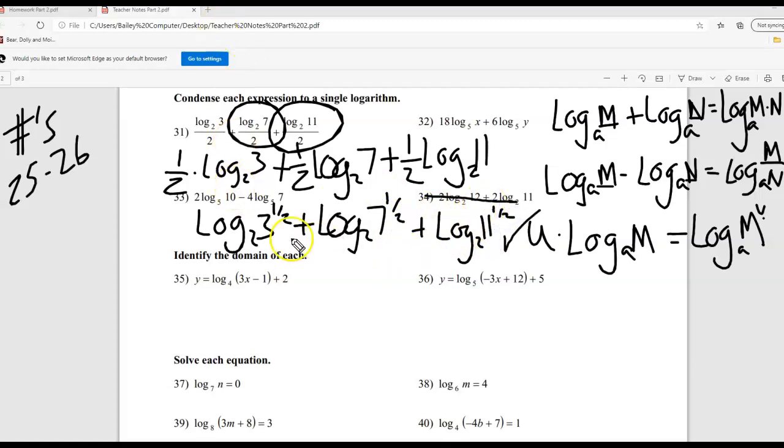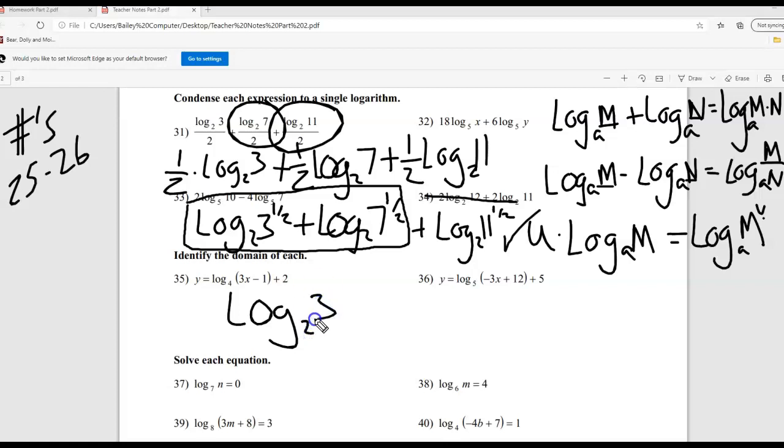And now you'll notice that we have 3 logs here. Now none of our rules have 3 logs, but whether it's 3 or 2, it doesn't really matter. We'll just do 2 at a time. So first of all, let's put these ones together here. So we'll do these 2 first. So addition becomes multiplication, right? So I'm going to put this together as log base 2 of 3 to the half, times 7 to the half, right? But we still have this guy.